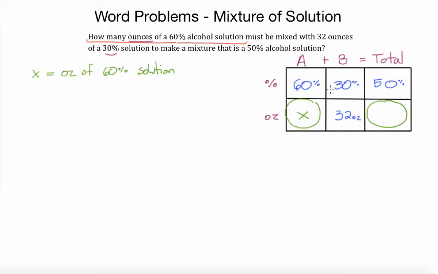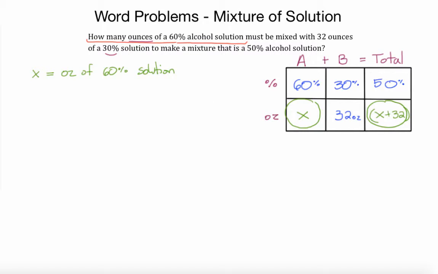That helps me then to see, okay, if I'm taking part A and mixing with part B to get a total, if I have x ounces of A and I'm adding that to 32 ounces of B, I need to have a total mixture of x plus 32. I still don't know what it is, but I have an expression that I can then use to get to an algebraic equation to solve.